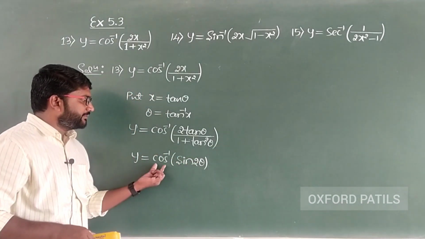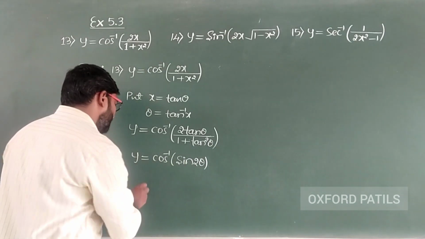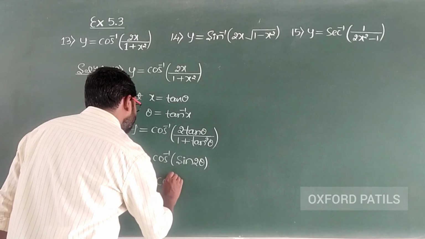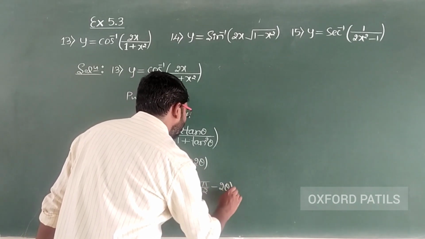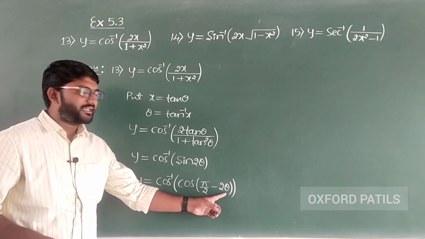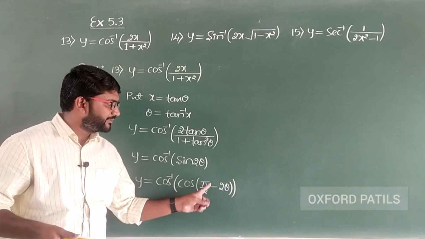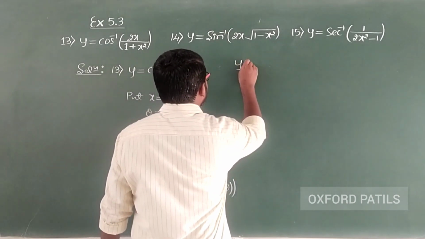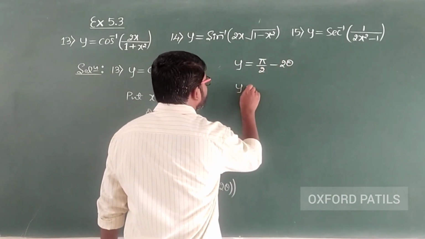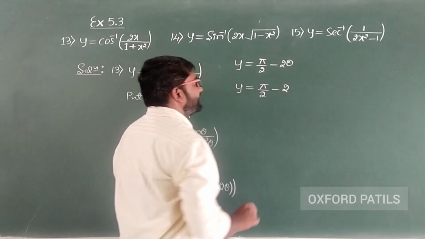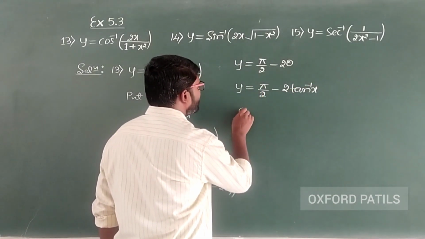Outside we have the cos inverse term. That means inside also we should have the cos term. So by making use of the complementary angle, we have to change this in terms of cos. y equals cos inverse, it can be written as cos of (90 minus 2 theta). Observe this, cos of pi by 2 minus theta will be sin theta. Now it is in the form of cos inverse cos x, it will be x, which here is pi by 2 minus 2 theta. So y equals pi by 2 minus 2 theta. So y equals pi by 2 minus 2 times theta. What is theta? Theta is nothing but tan inverse x. Now differentiate both the sides with respect to x.